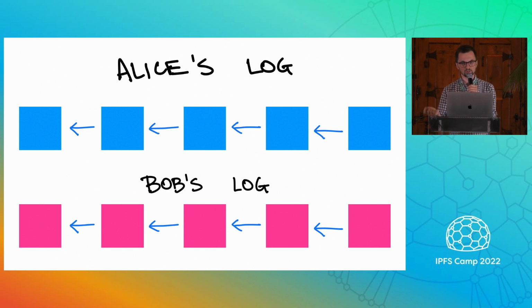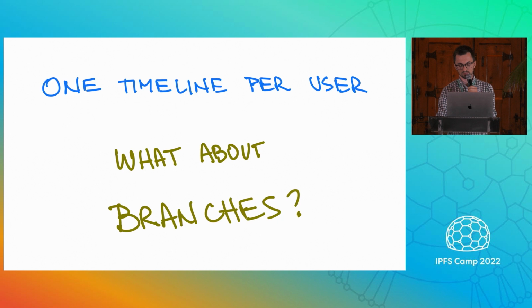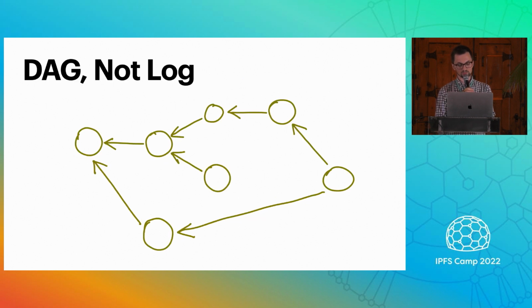And if we talk about a version control system, we want to sometimes go back in time, create a different perspective on some things. So we want some kind of branching, and one timeline per user is really limiting in this aspect. So what we ended up doing is we ditched the rigid linear log structure, and instead we let changes to those objects form arbitrary DAGs. We all know what a DAG is. I'm not going to dig into that.